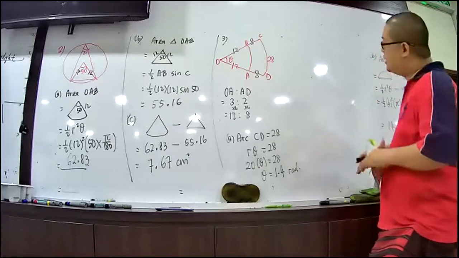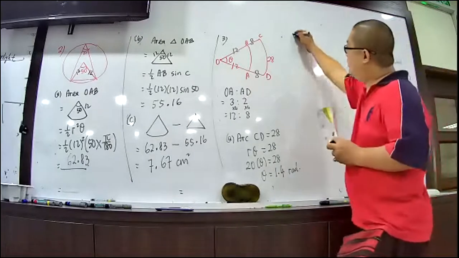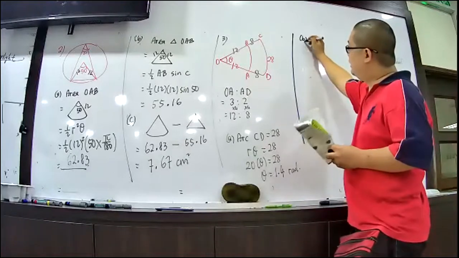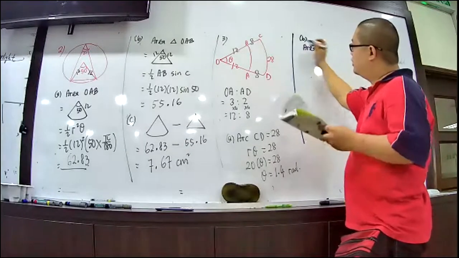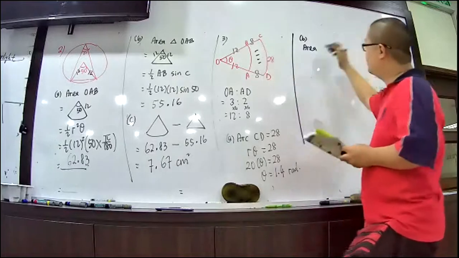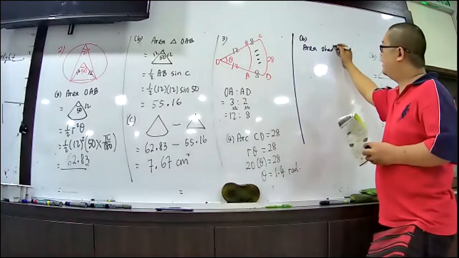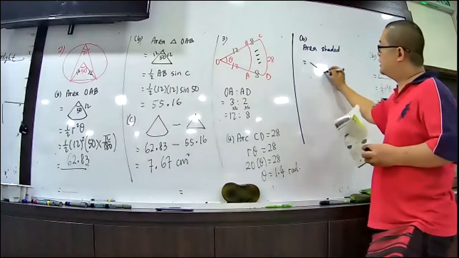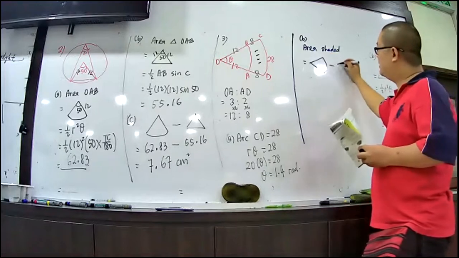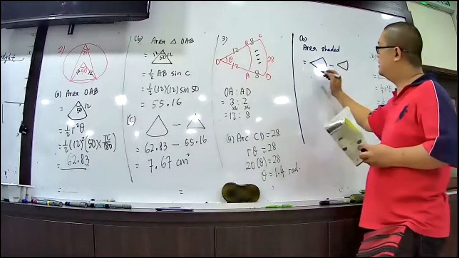And then find the area of the shaded radian. So your area shaded will be this side. So how do you find it? You have to use the large sector minus the small sector.